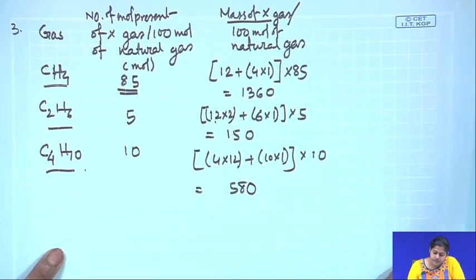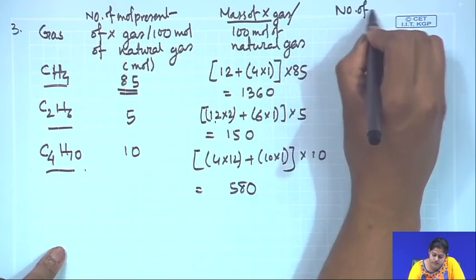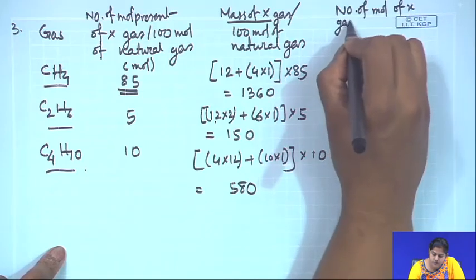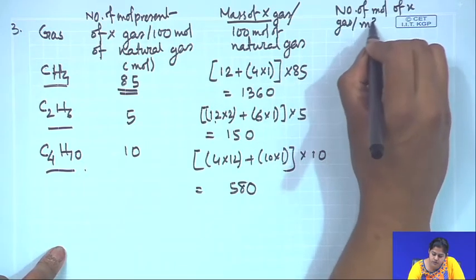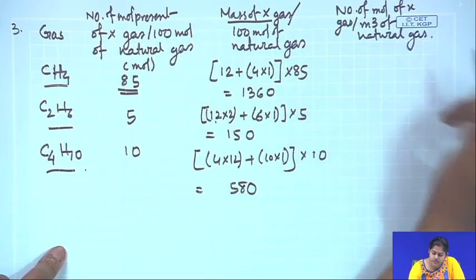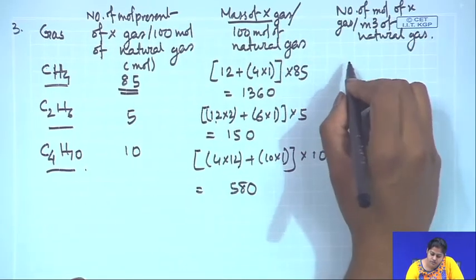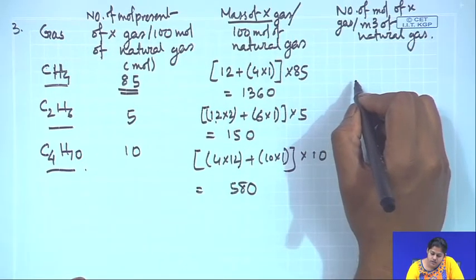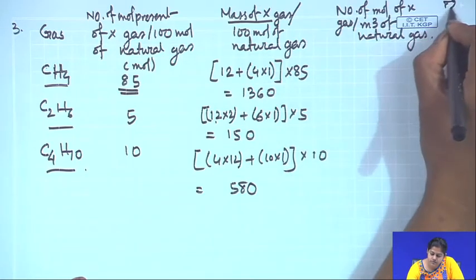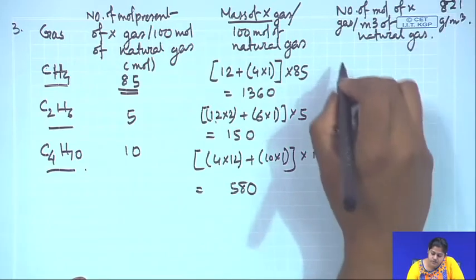Now, in the third step we need to calculate the number of mole present of X gas per meter cube of natural gas, because in the final answer we need to come to meter cube. So, how we will calculate this? The density of all gases you can assume as 821 gram per meter cube. We will use this data.